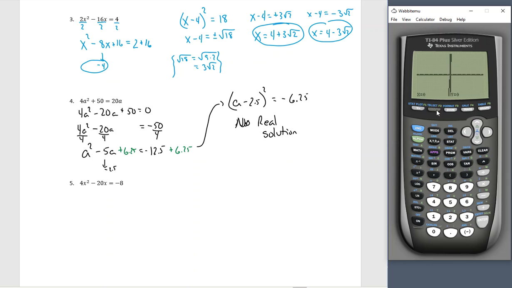Still not helpful. Let's change our window. My x values really don't need to change. Negative 10 to 10 is fine. My y values, I don't really care about the upper version. I do care about the lower version. Let's see what's going on here. There's the parabola. There's the line.